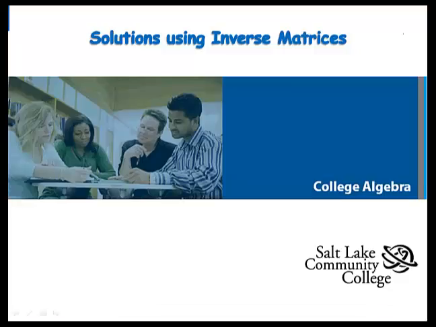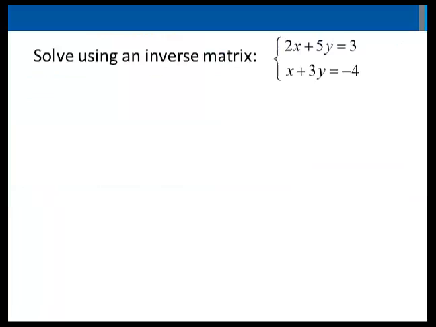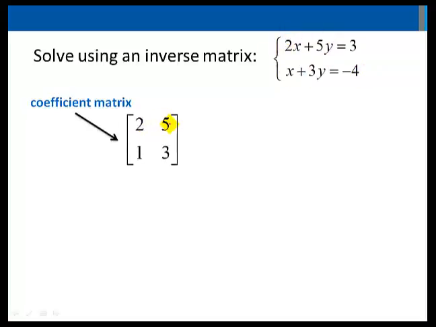In this lesson, we will use inverse matrices to solve systems of equations. We'll start by solving the system of equations 2x plus 5y equals 3 and x plus 3y equals negative 4. First, I look for the coefficient matrix, which here will be the matrix containing the numbers 2, 5 in the first row, 1, 3 in the second row.